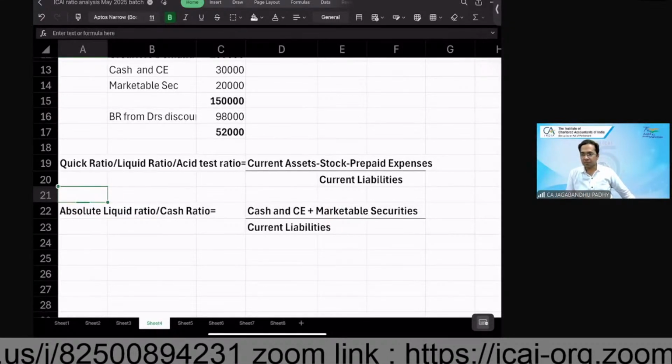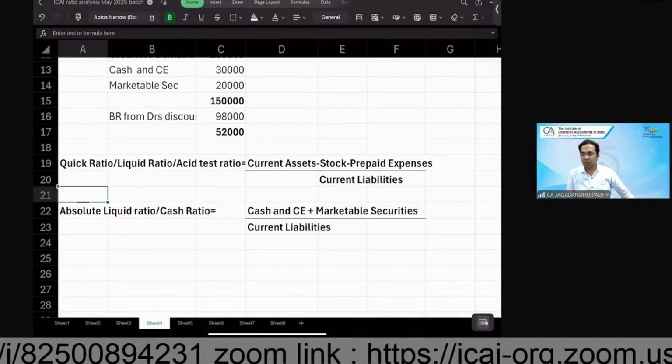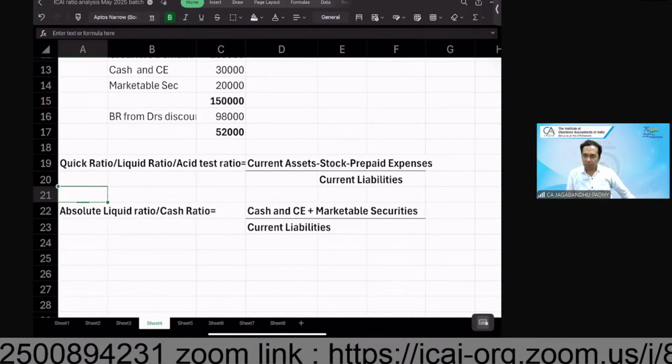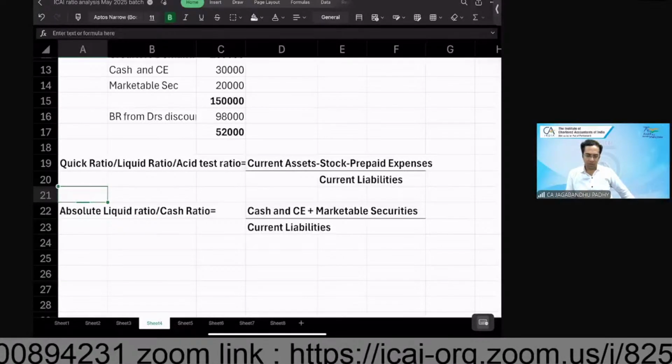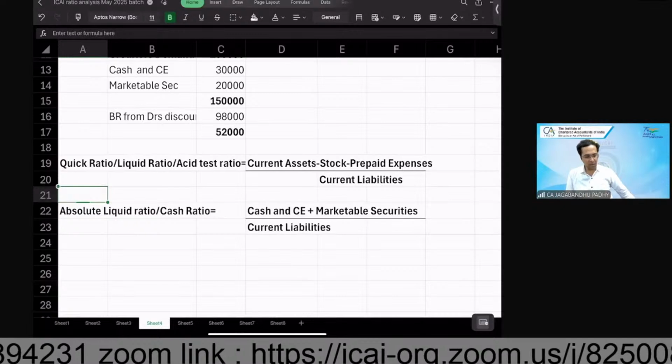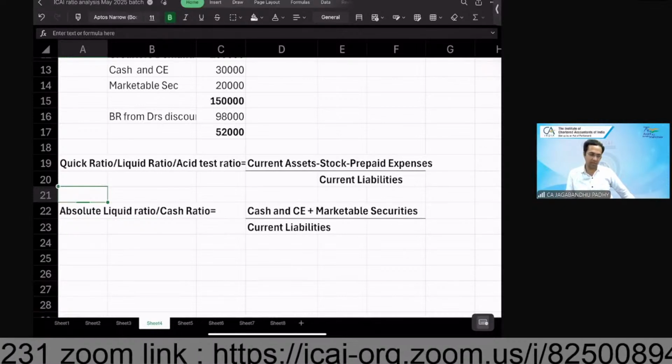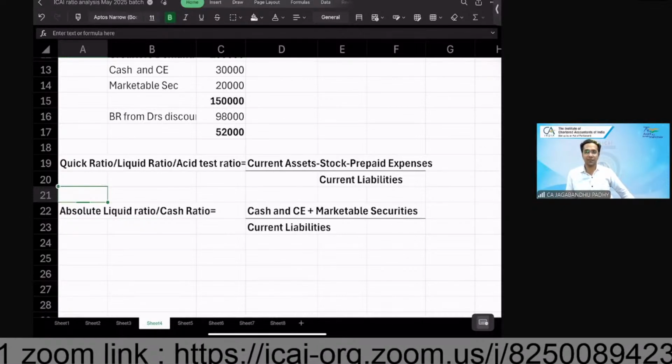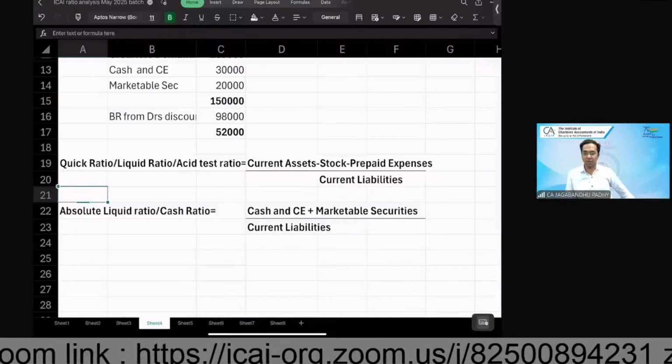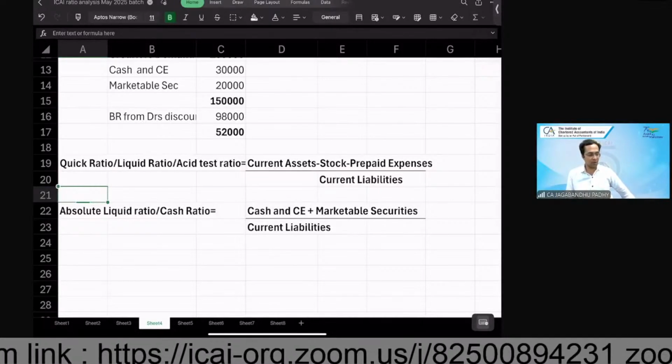Sir, what does negative working capital indicate? Negative working capital simply indicates that your current assets are lesser than current liabilities. So you have something to pay, but you don't have assets to pay them.